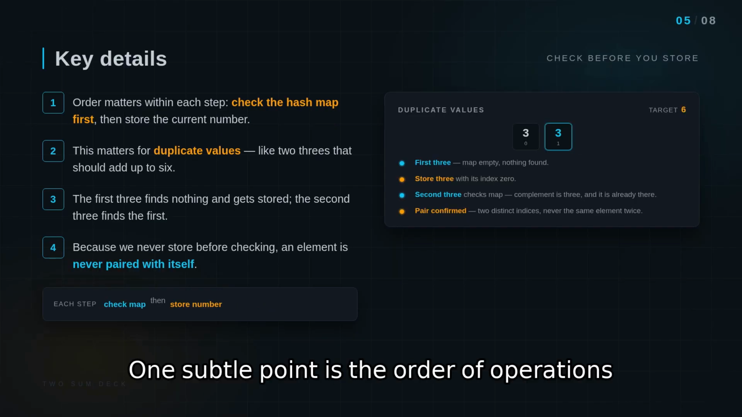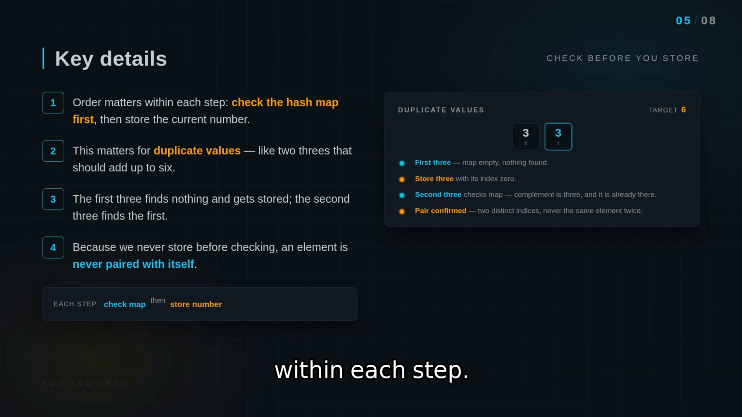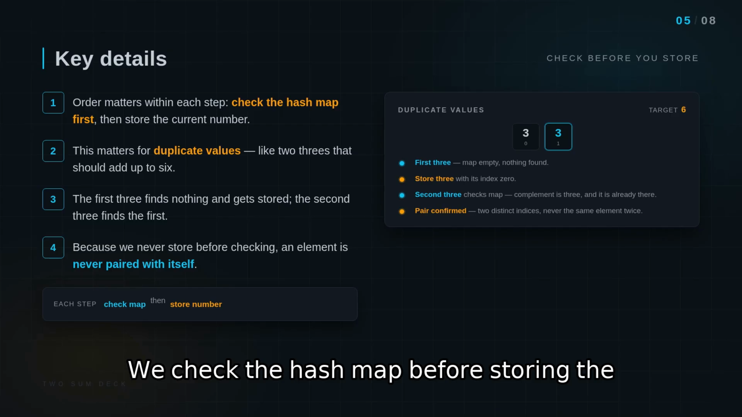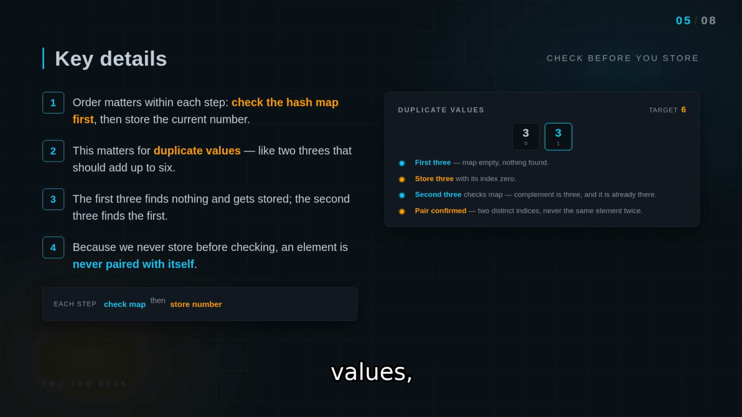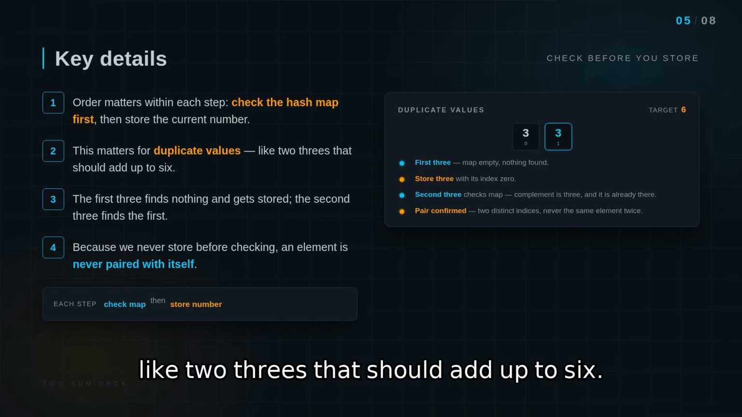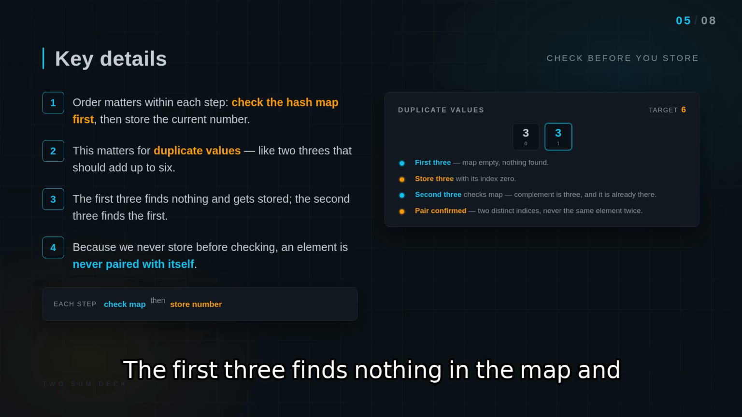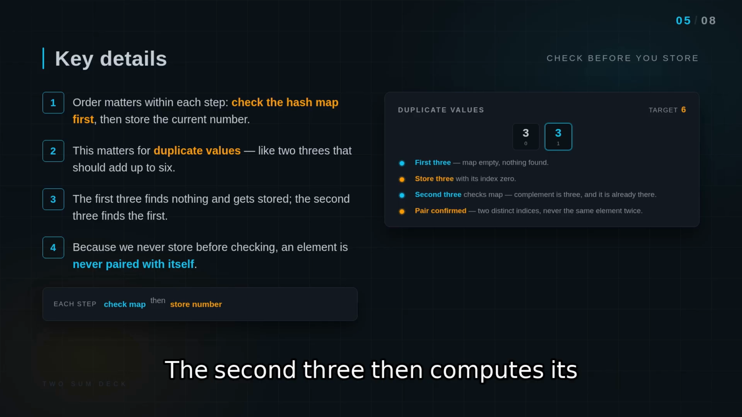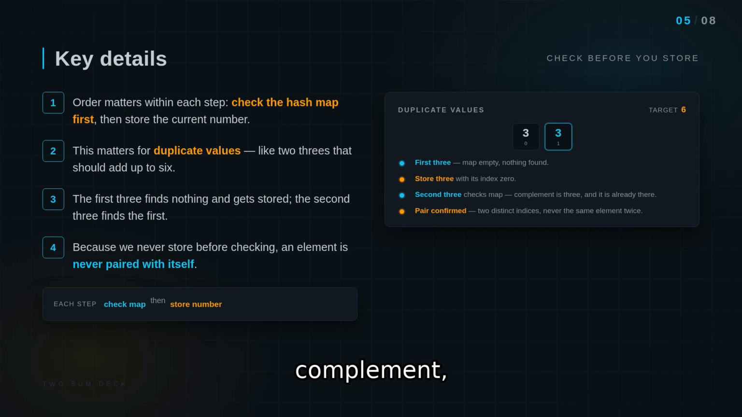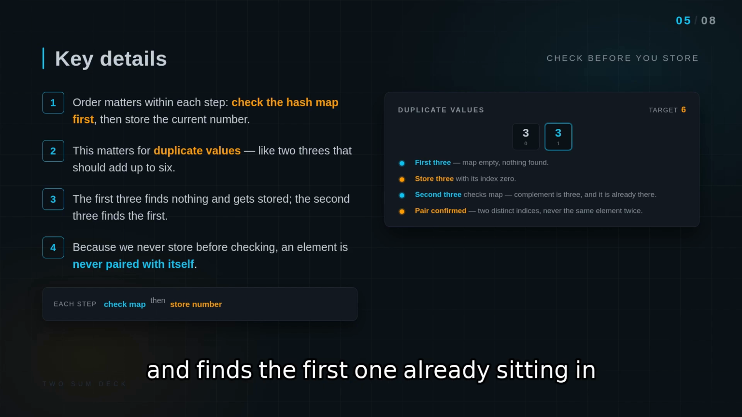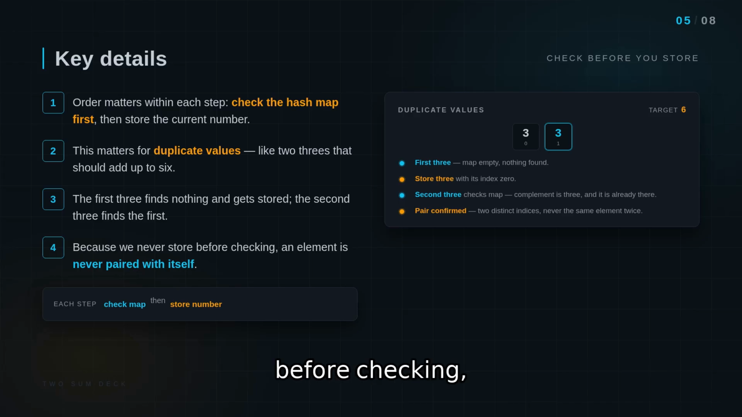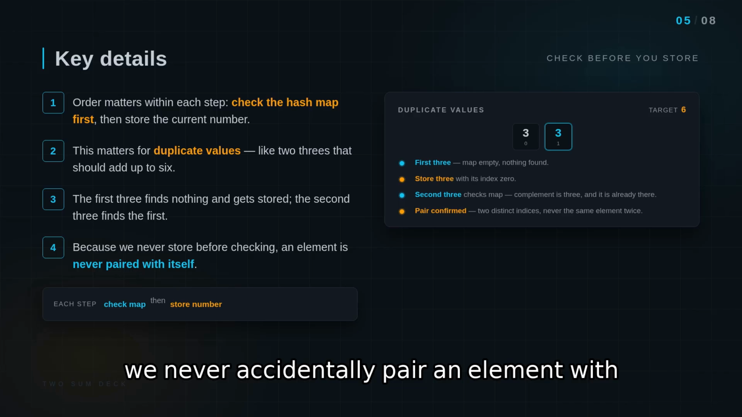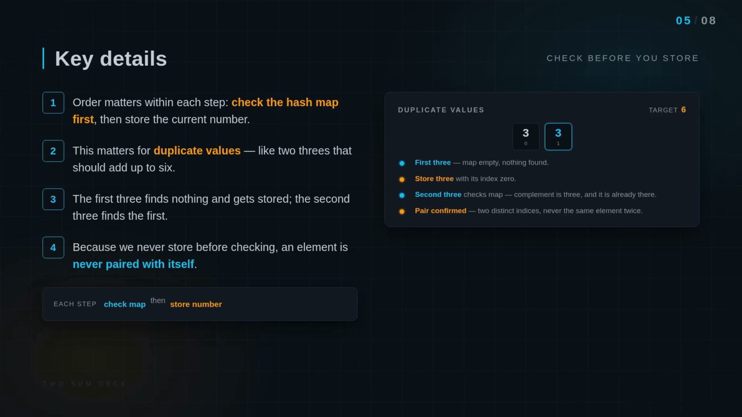Key details. One subtle point is the order of operations within each step. We check the hash map before storing the current number. This matters when the array has duplicate values, like two 3s that should add up to 6. The first 3 finds nothing in the map and gets stored. The second 3 then computes its complement, also 3, and finds the first one already sitting in the map. Because we never store the current number before checking, we never accidentally pair an element with itself.